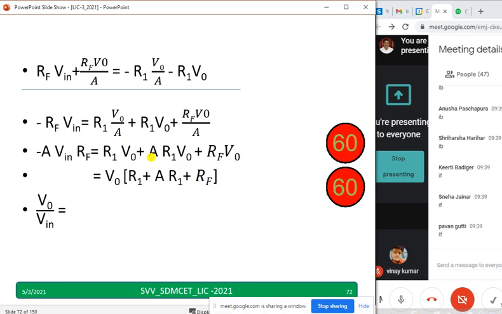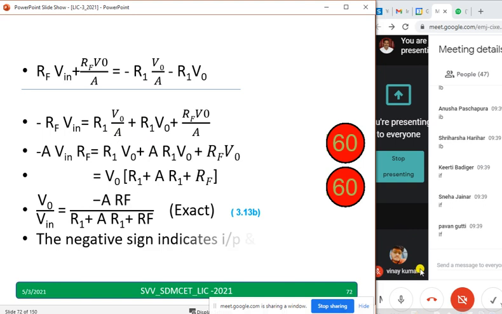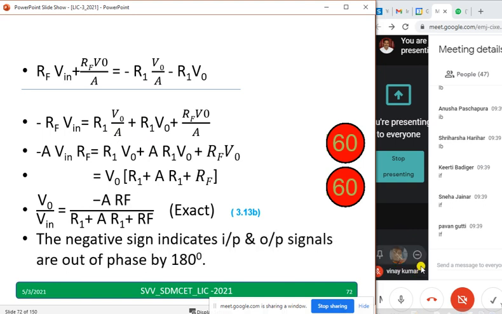And now last step what I am doing, V0 by Vin equal to I am writing. Nothing else, V0 by Vin equal to, Vin I will take this side, and therefore minus A RF whole divided by whatever is there, this will come, and this is called as the exact equation. So the negative sign indicates input and output signals are out of phase by 180 degree. You have 1 minute, you can copy down.